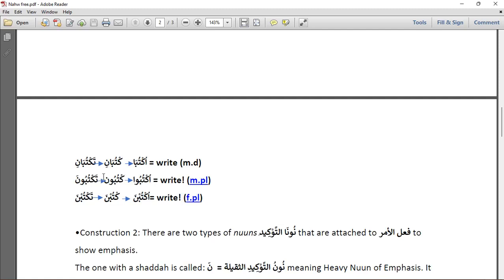Then now we move to the plural male. We have taktubuna. Same thing. We remove the harful mudara and remove the noon.